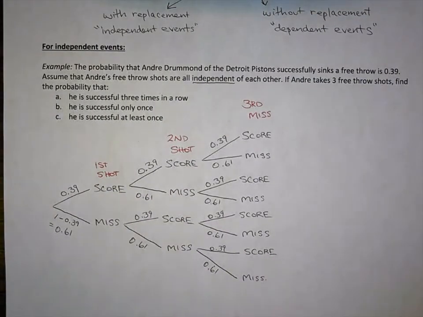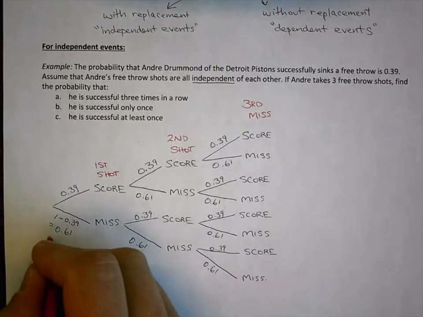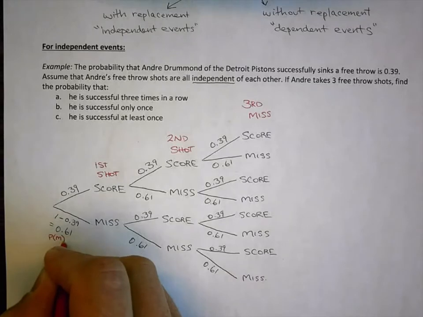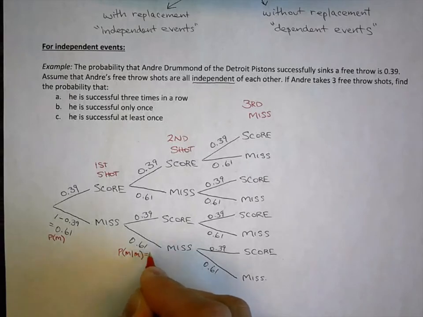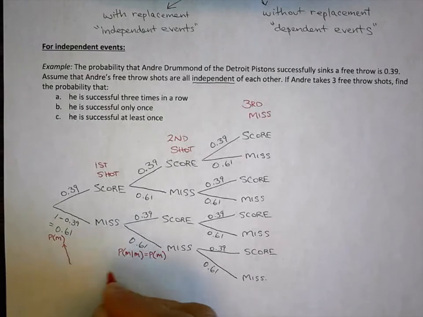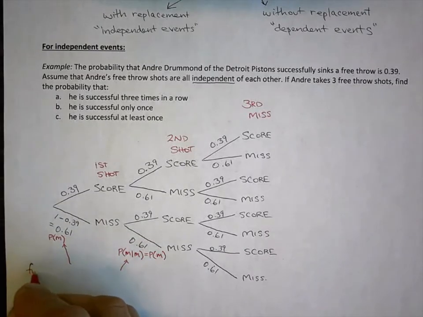Okay, so we're just going to make a note of that. So here, this would be the probability of missing. And here is the probability of missing given that you already missed. And you can see it's the same as just the probability of missing. So we'll just make a little note for independent events.